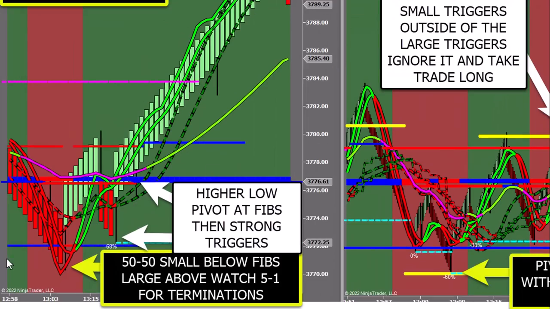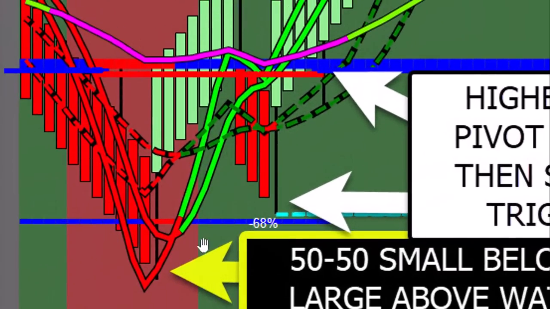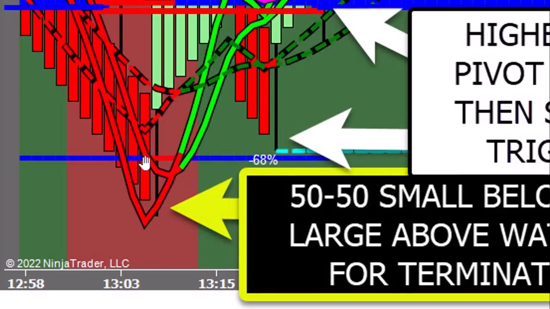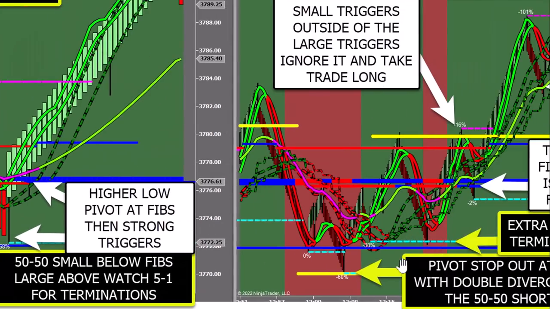And you're going to find yourself in this situation a lot. Maybe you took a short trade and then you get into a 50-50 situation, which is defined in some of our other material. But 50-50 is very easy. Small triggers are below fib, large triggers are above. You're not sure what to do here. So let's look at the low and look at it from the context of what we now know about Fibonacci and divergences and things of that nature.